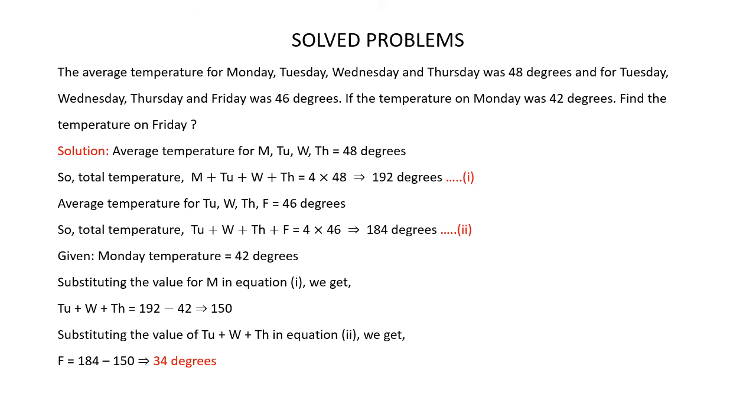Now it's also given that Monday temperature is 42 degrees. Now substituting the value of Monday in equation 1, we get Tuesday plus Wednesday plus Thursday is equal to 192 minus 42, which is 150 degrees. Now substituting the value of Tuesday plus Wednesday plus Thursday in equation 2, we get Friday is equal to 184 minus 150, which is 34 degrees. So the temperature on Friday was 34 degrees.